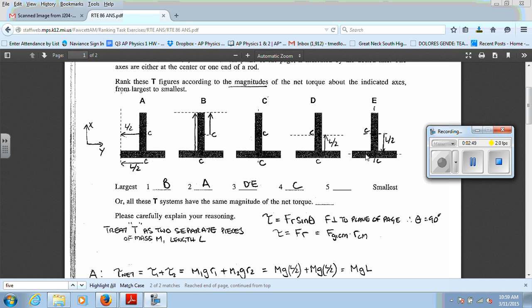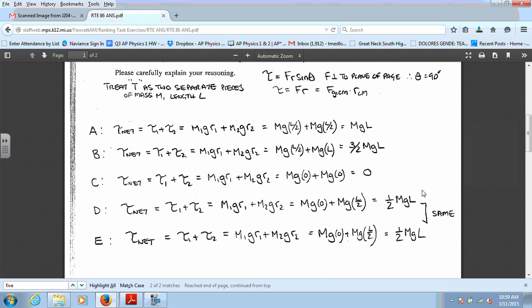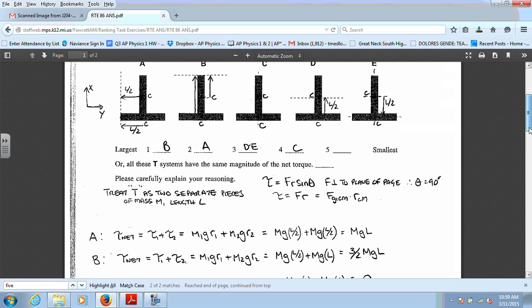So this bit now creates 0 torque. So the only torque on E is this whole thing, which would be this mg, and its lever arm is L over 2. So those end up being equal if you look at it down here. So that should have been equal. I need to correct that for those of you who put none of the above, I think on the test, that was the answer.